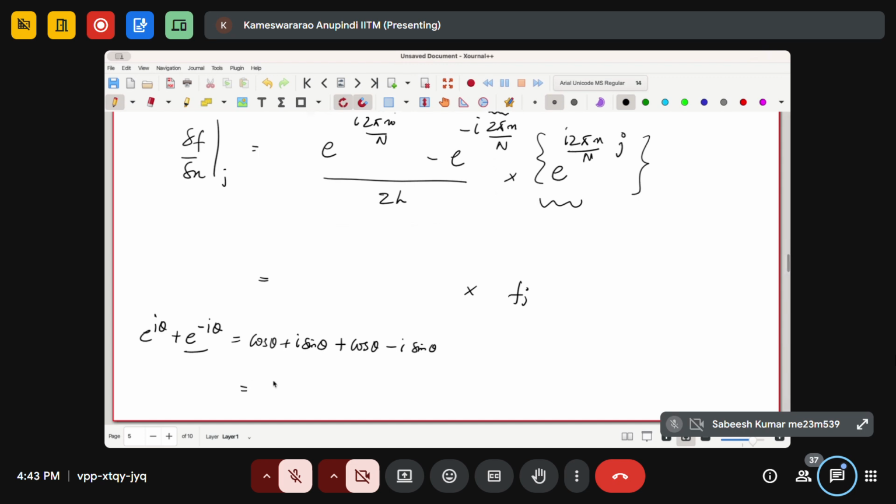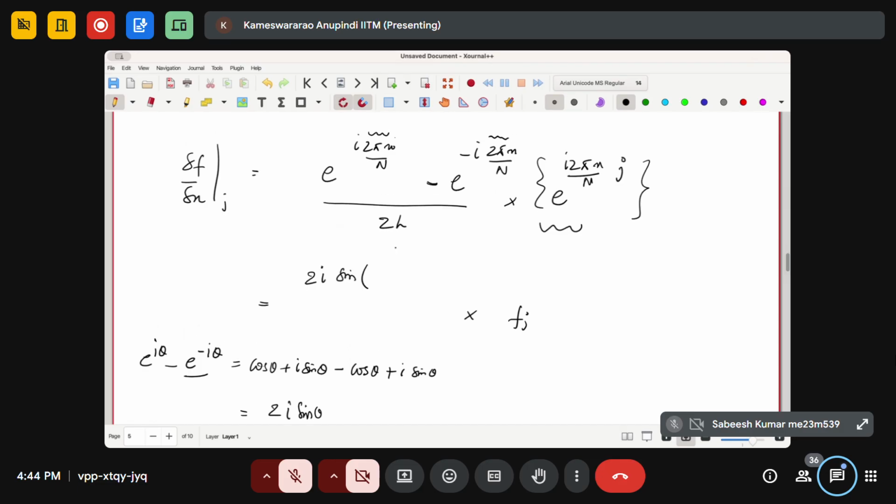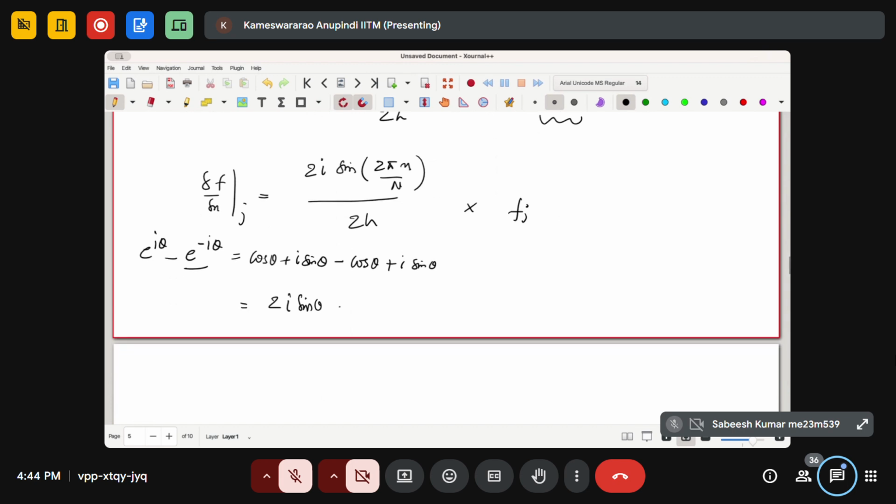So, oh, sorry, we have a minus here. So this is going to be minus, this is going to be minus, this is plus. This is going to be 2i sine theta because the cosine terms get cancelled. That means this is nothing but 2 times i sine theta, where theta is 2 pi little n by capital N, divided by 2h, right? That is the expression for delta f by delta xj, okay? So if I were to rearrange, I can cancel 2 from here.